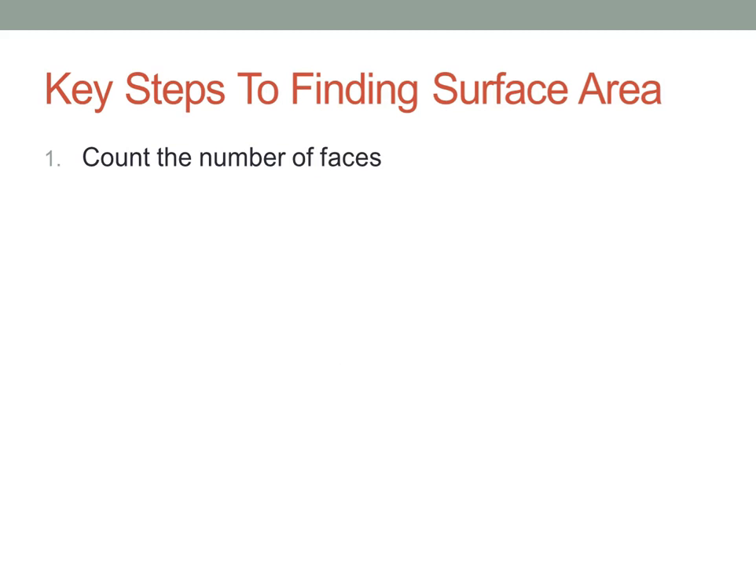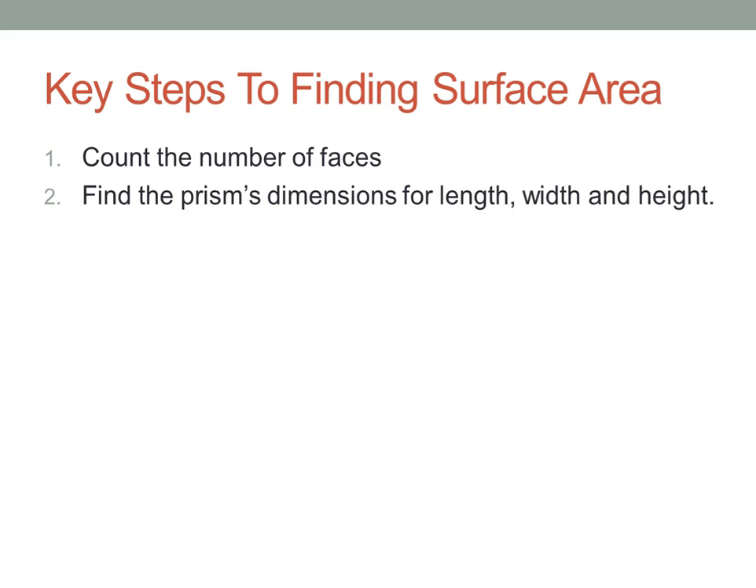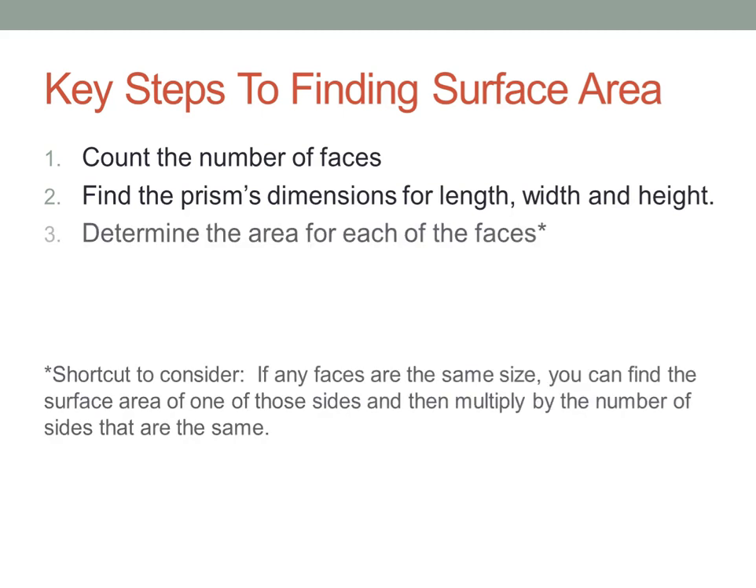First, you want to count the number of faces, and you want to do this because it's important to make sure you have an area for each face on a prism. So then we're going to find the dimensions for the prism, the length, the width, and the height, and we'll write them in. And then for each of the faces, we'll determine the area.